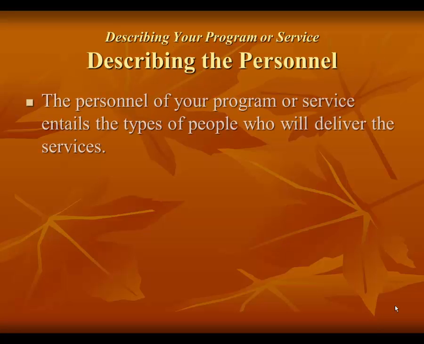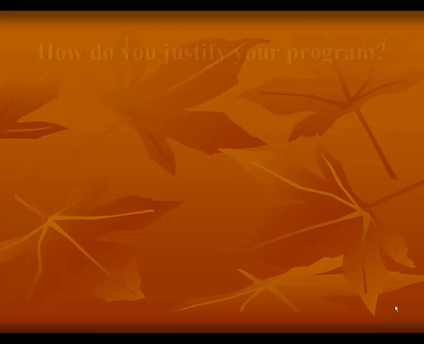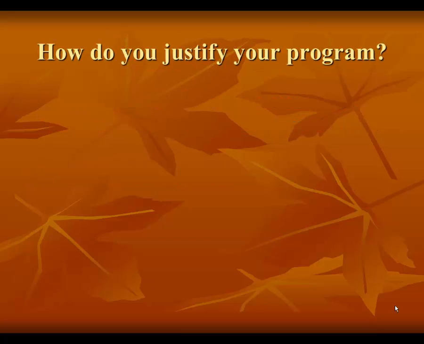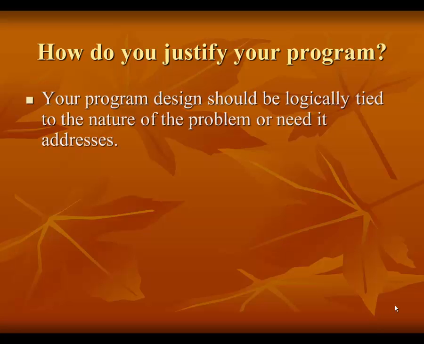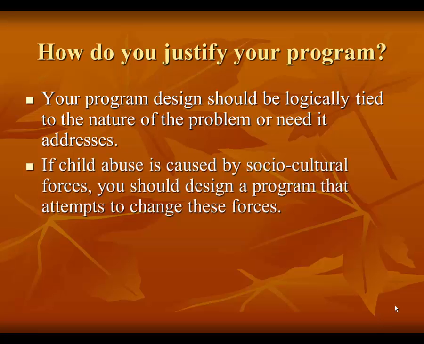Let's talk about describing the personnel. The personnel of your program or service entails the types of people who will deliver the service. What are their qualifications? Now let's talk about how you justify your program. Your program design should be logically tied to the nature of the problem or need it addresses. What is the cause of child abuse, or depression, or substance abuse? Knowing something about that helps you understand how to justify what you're doing because it's logically linked to the causes of the problem.